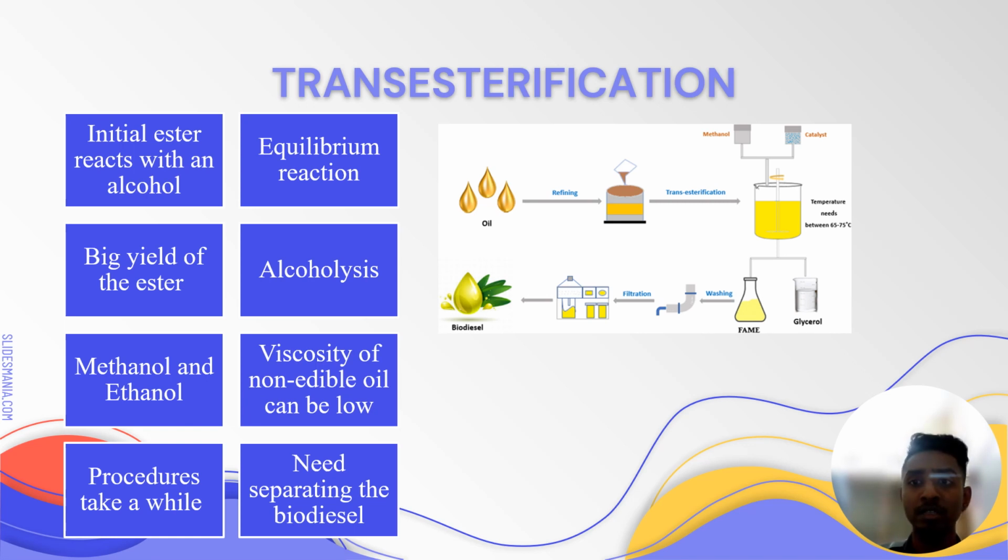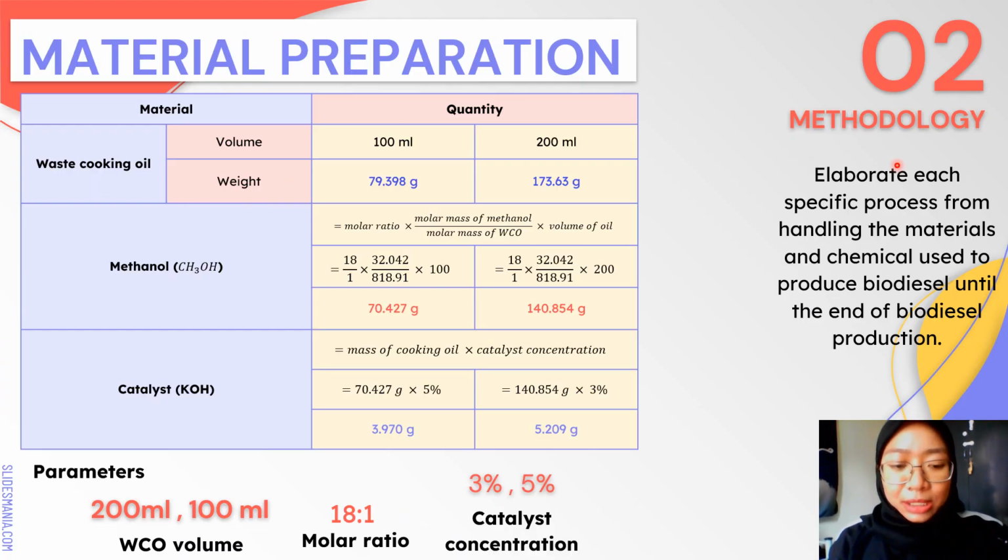Trans-esterification is sometimes called alcoholysis, which is the process that causes a non-edible oil to chemically react with chemicals such as alcohol. Methanol and ethanol are the most used in the procedure since they are affordable and widely available. Moreover, the viscosity of a non-edible oil can be lowered by using this technique to convert the triglyceride into ester.